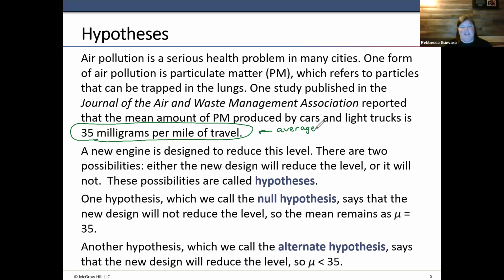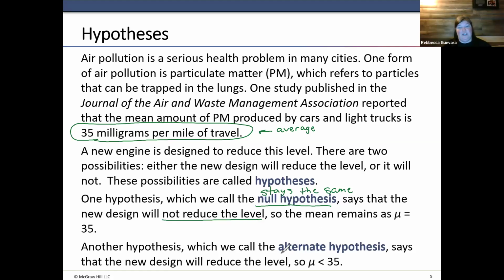These are called your hypotheses. So one hypothesis, which we call the null hypothesis, says that the new design will not reduce the level. So a null hypothesis is assuming everything stays the same. It's an important word and letter. We designed this new engine, nothing changed, everything stayed the same. Same amount of particulate matter that we're going to be getting as any other engine. So our mean would stay the same at 35.